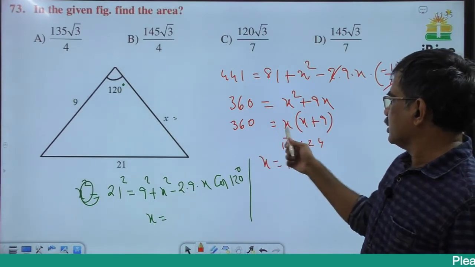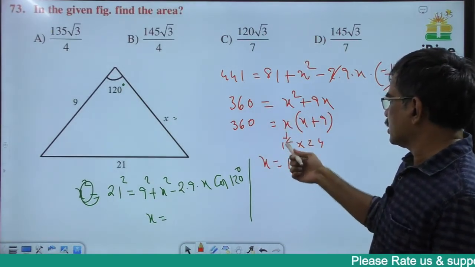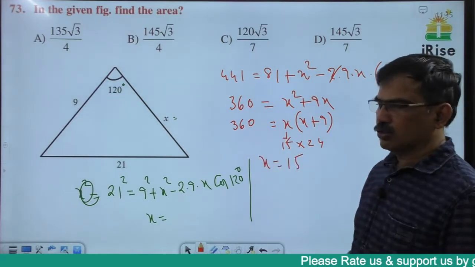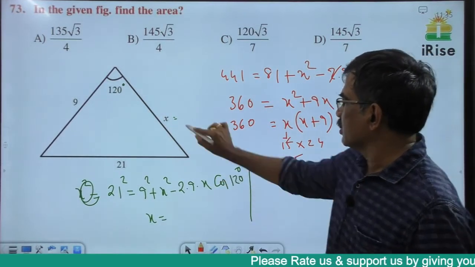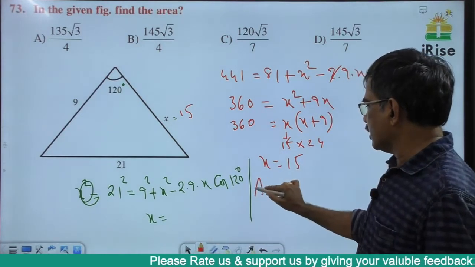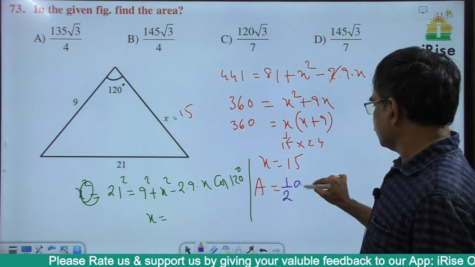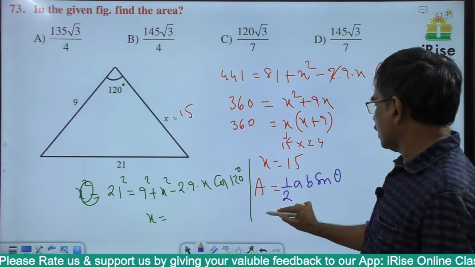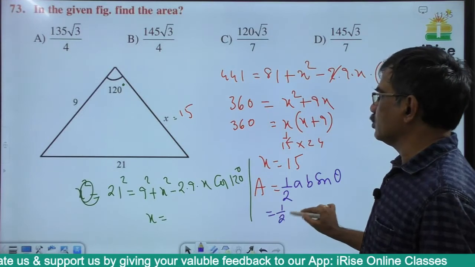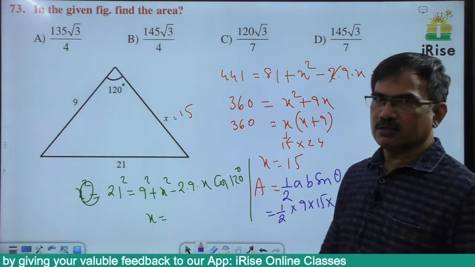See, because 0 is there, one of the values has units place 5, so just estimate 15 into 24 is equal to 360, so x is equal to 15. So this value is 15. After finding this value, what is the area formula? Area is equal to half AB sin theta, where A and B are adjacent sides, half into 9 into 15 into sin 120 degrees. What is sin 120?